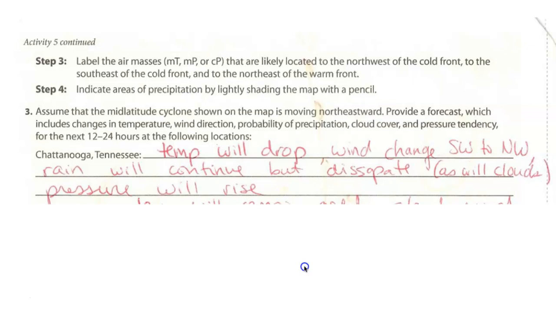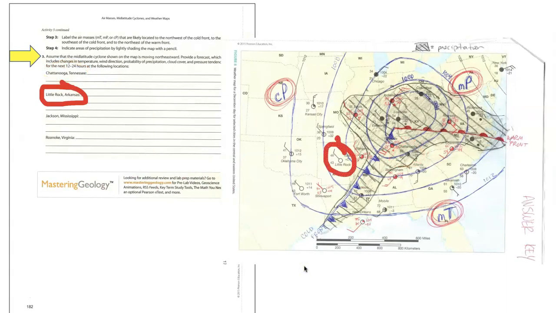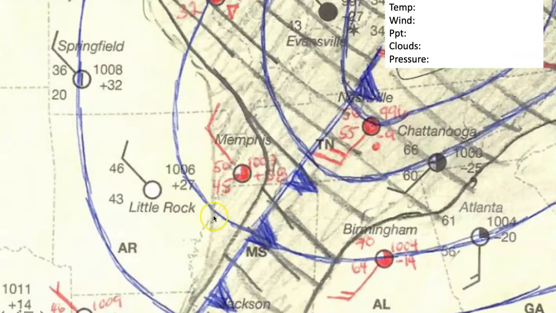Temperatures will drop, wind changes from southwest to northwest, rain will continue but dissipate as will the clouds, and the pressure will rise. Let's go on and do Little Rock, Arkansas. Little Rock is over here, and in Little Rock, we've already had this entire mid-latitude cyclone pass. So Little Rock is in an area that's not really going to change.